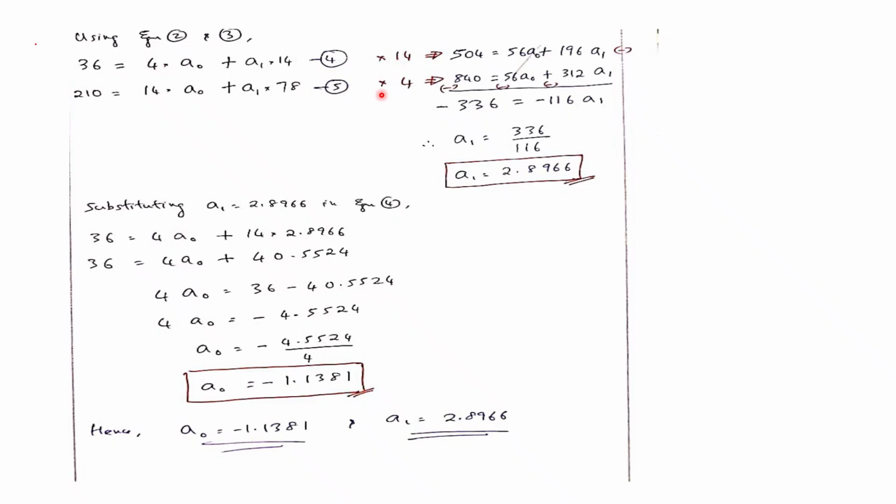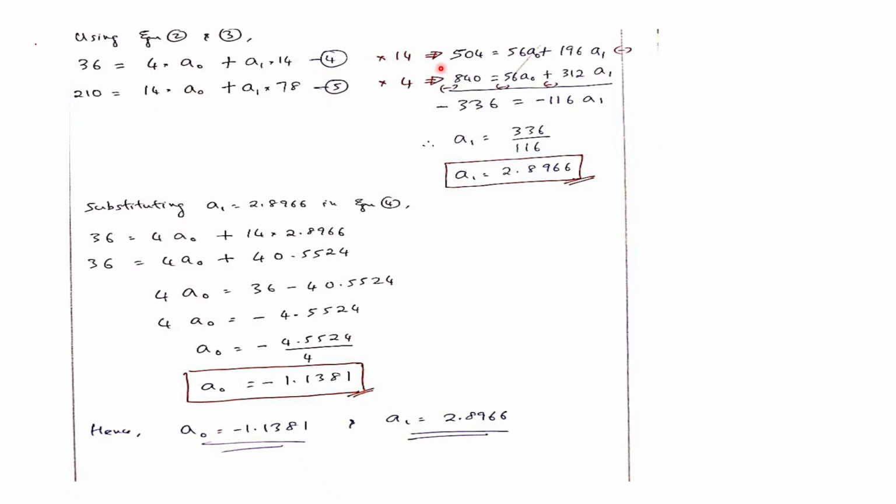See, just like cross multiplication. Equation 4 is multiplied by 14, and equation 5 is multiplied by 4. The purpose is that 4 into 14 and 14 into 4 will give you the same values. But you have to multiply every term in equations 4 and 5 respectively, not only a0. This is very important.